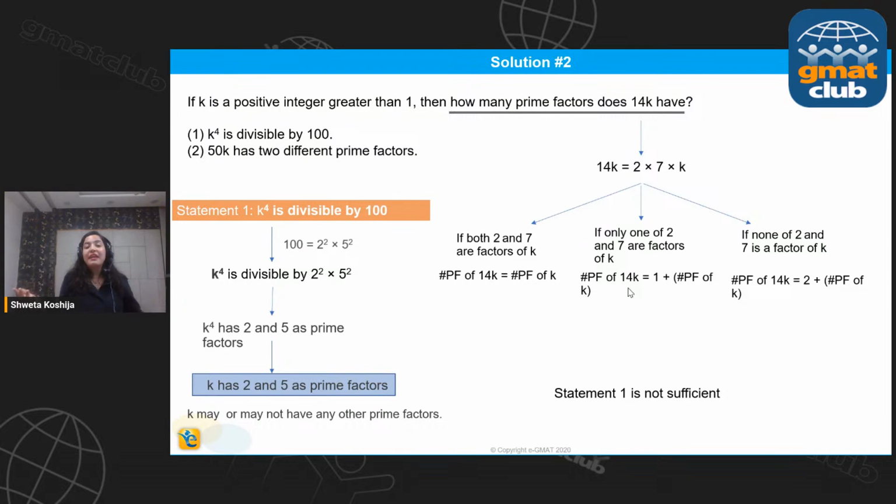Other than 2 and 5, I have no idea what other prime factors K has. It might have 20 other prime factors. I have no idea. So statement 1 is not sufficient.